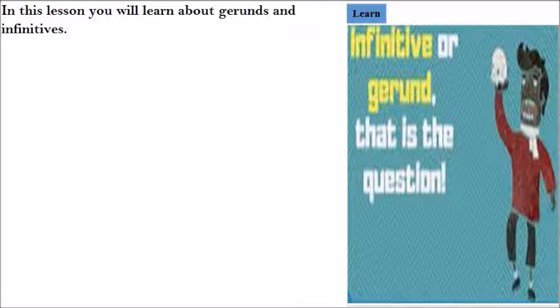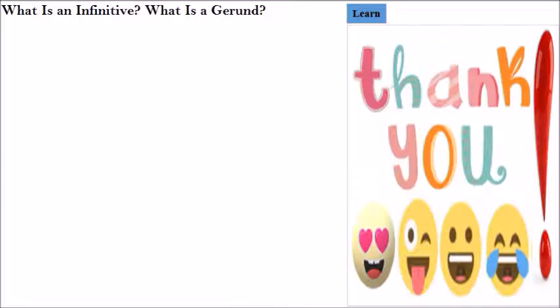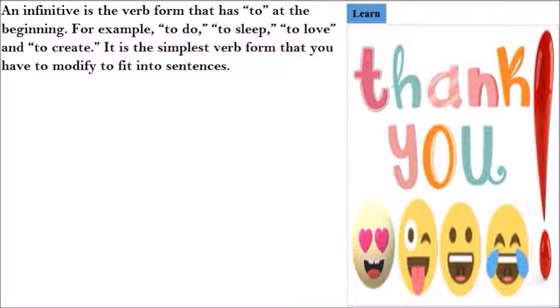In this lesson you will learn about gerunds and infinitives. What is an infinitive? What is a gerund? An infinitive is the verb form that has "to" at the beginning. For example, to do, to sleep, to love and to create.